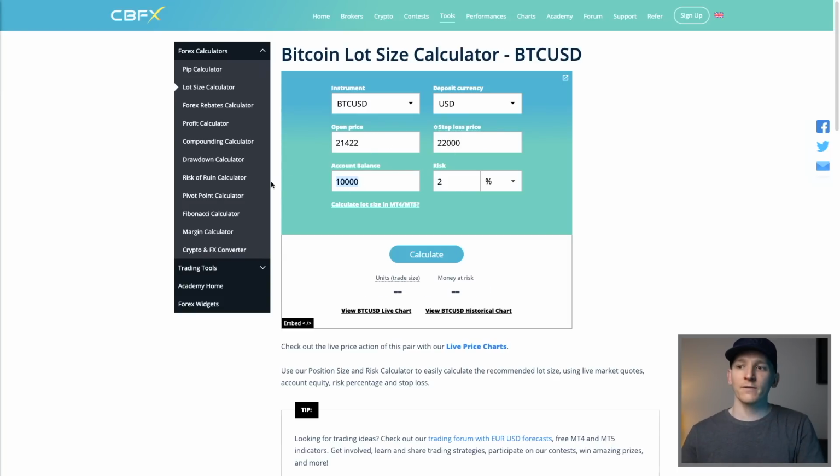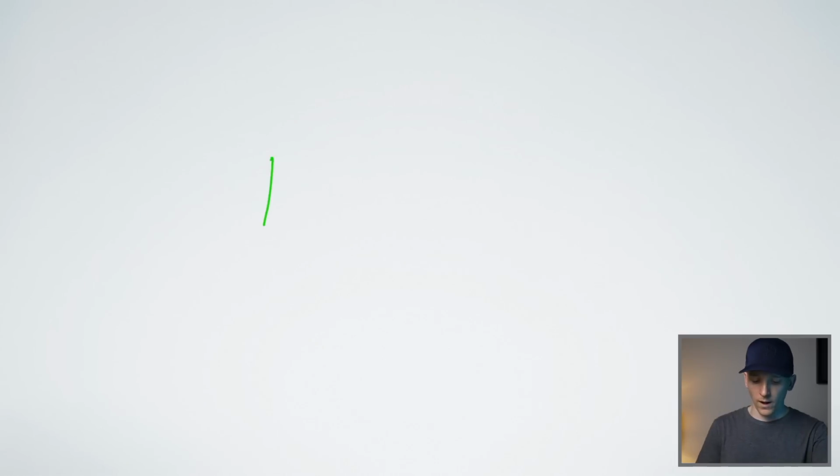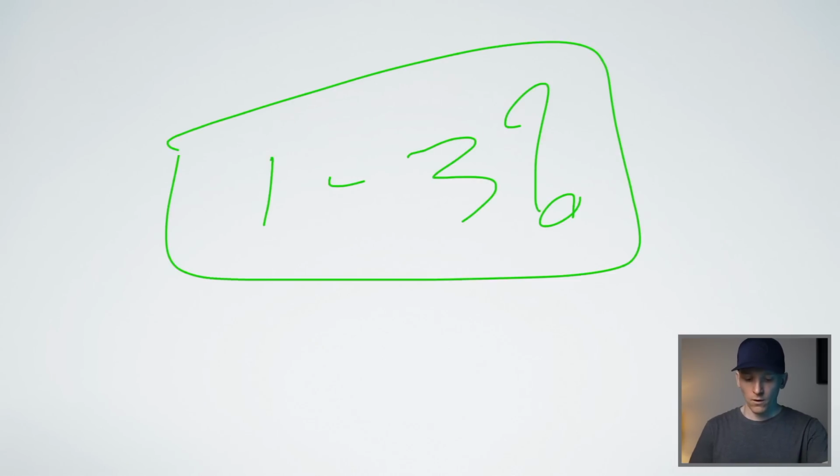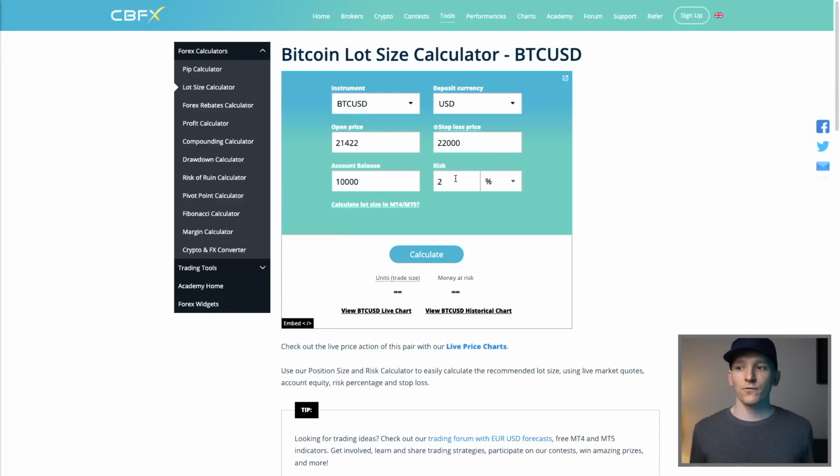22,000. My account balance, let's just say it's 10,000 right here. And like I said, you always want to take 1 to 3%, I would say, of your actual cash position as a risk. 2% is good for me right here. If you want to take less risk, 1%. If you want to take more risk, 3%. 2% is good though for me, so I'm just going to calculate the size. Now I know I can trade 0.346 units of Bitcoin, so my trade size is now known.